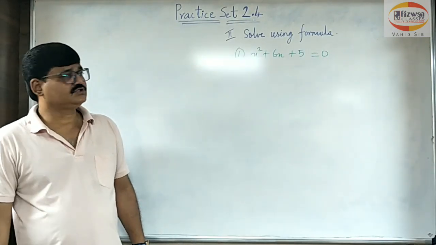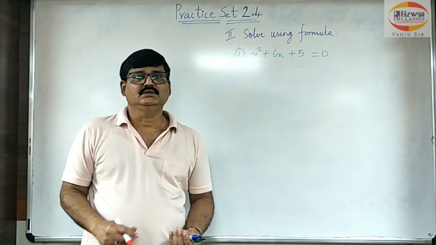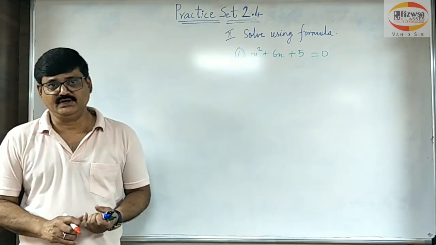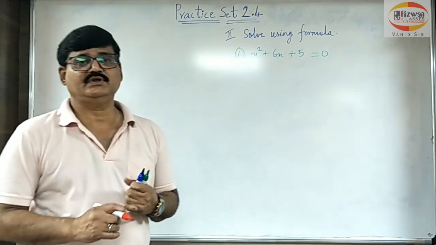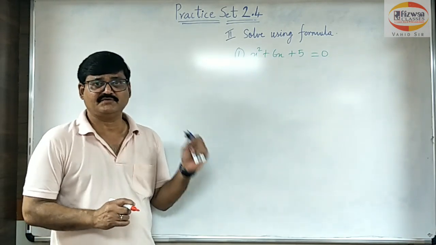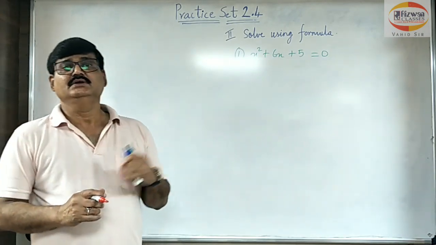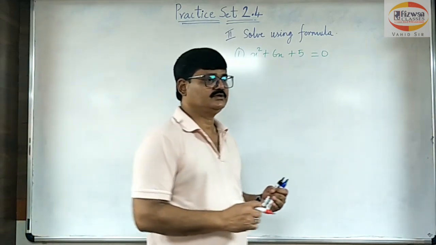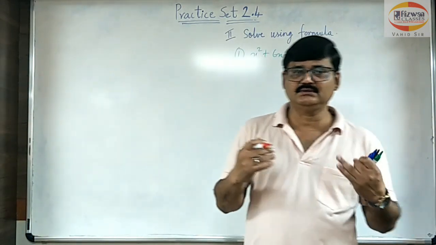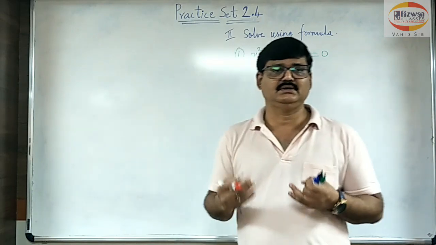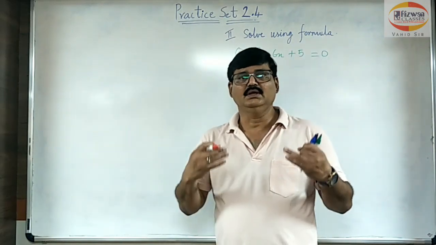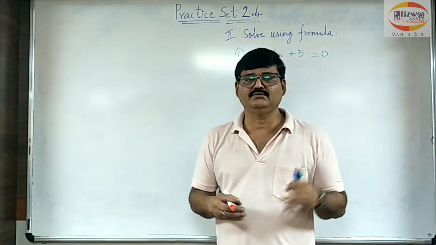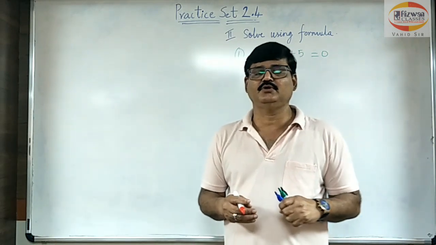Okay students, now we are going to start not with 2.3, we are going to start with 2.4. In 2.2 we have done the factorization method, solving the quadratic equation by factorization. In 2.3 there is another method, called solve the following quadratic equation by completing the square. That exercise we will do later on, I will teach you later on. Now we are going directly to 2.4.